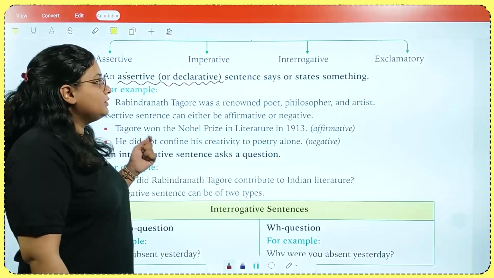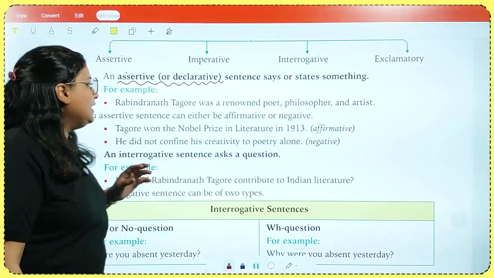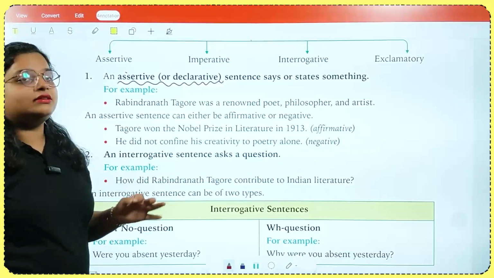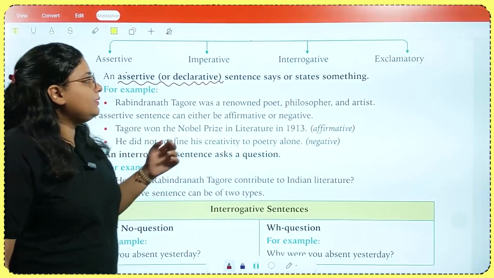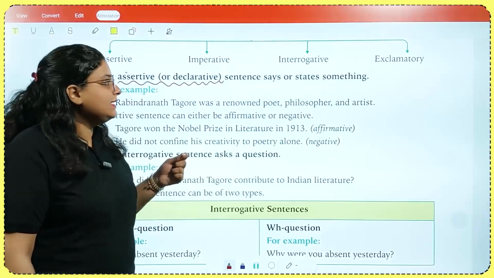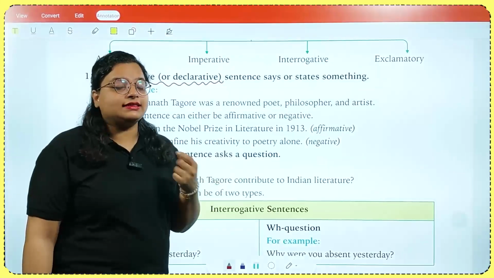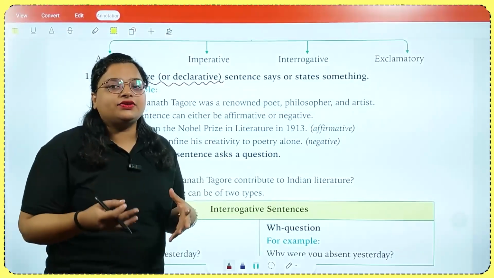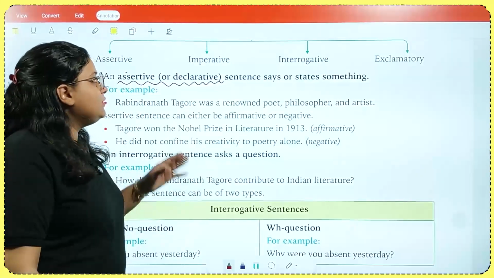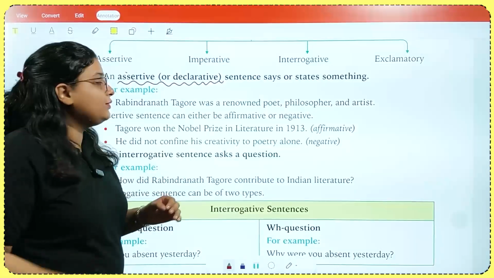Rabindranath Tagore was a renowned poet, philosopher and artist. तो यहाँ पर ये आपको क्या बता रहे हैं? रविन्द्रनाथ टैगोर के बारे में, उनके बारे में ये बता रहे हैं कि वो एक पोएट यानी जो पोएम्स लिखते हैं, फिलोसफर्स जो फिलोसफीज देते हैं, एंड आर्टिस्ट जो आर्ट क्रिएट करते हैं, जो ड्रॉ करते हैं. ठीक है. तो ये उनके बारे में बताया. तो ये आपको स्टेट कर रहा है उनके बारे में कुछ.